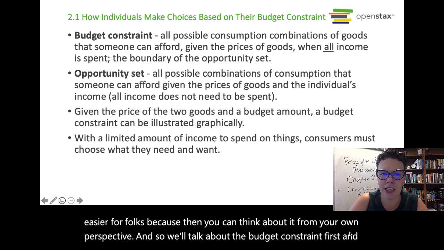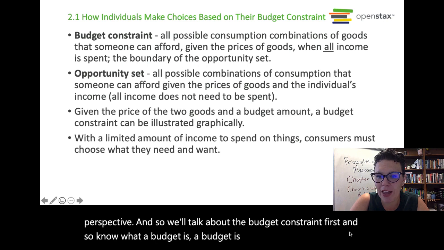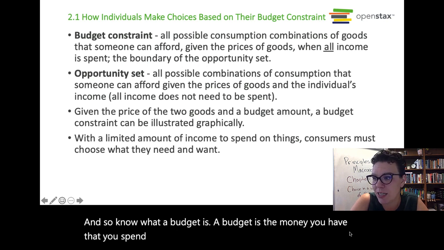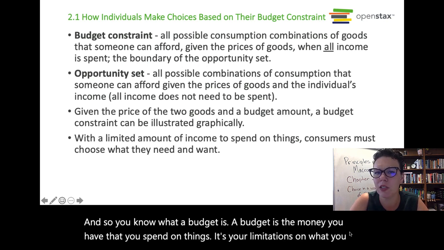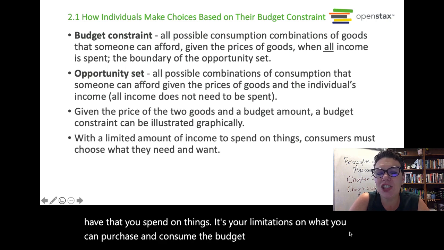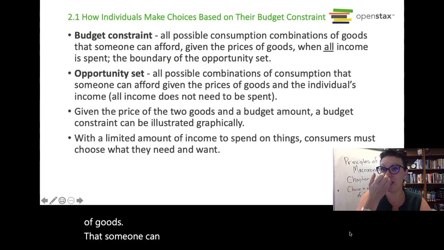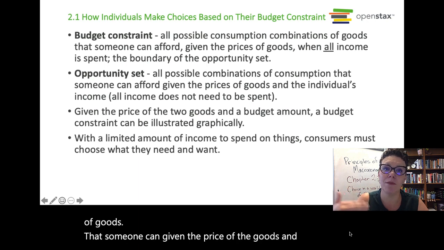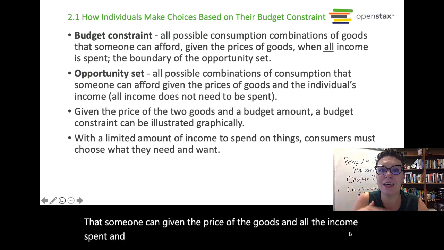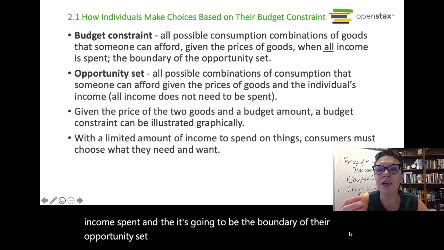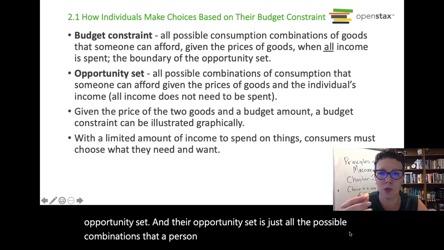And so you know what a budget is. A budget is the money you have that you spend on things. It's your limitations on what you can purchase and consume. The budget constraint is just a graphical representation of that. It's all the possible combinations of goods that someone can afford given the price of the goods and all the income spent. And it's going to be the boundary of their opportunity set. And their opportunity set is just all the possible combinations that a person can consume.